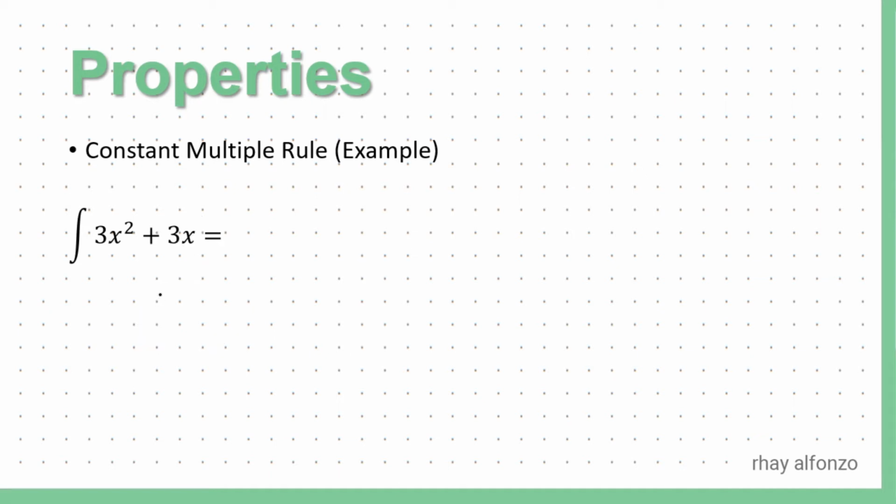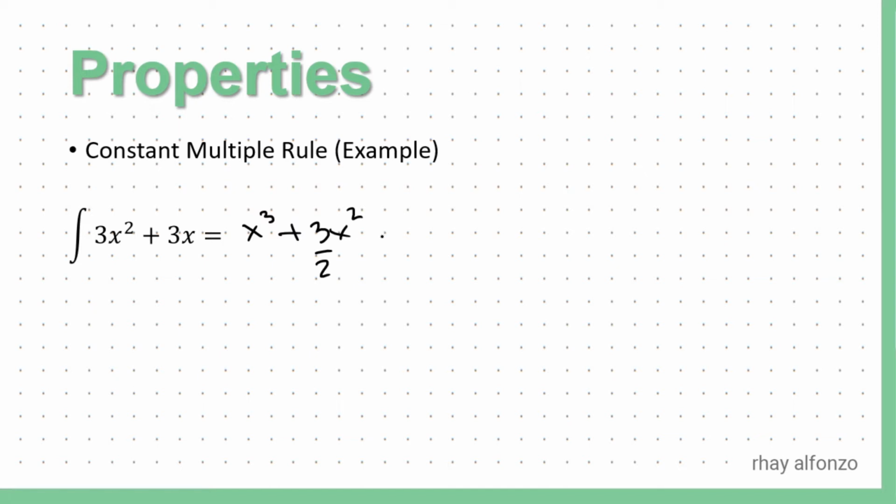We have 3x squared plus 3x. So let us first integrate as it is. Integrating 3x squared, we have x cubed from our previous example, plus 3x squared divided by the new exponent 2. So we have x cubed plus 3 halves x squared.